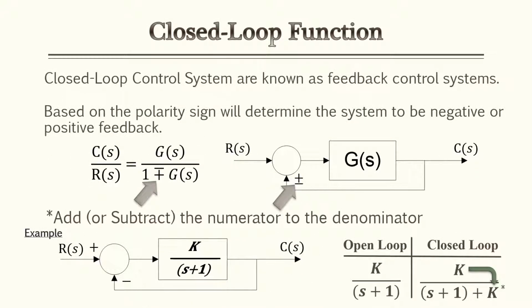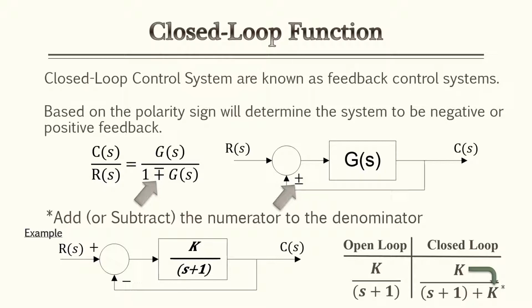So let's kick off by going over the first step, your closed loop function. Now be aware some of your reference material may refer to the closed loop control systems as feedback control systems. And based on the polarity sign, we'll determine if the system is negative feedback or positive feedback. Now we went over this a little bit in the block diagrams for control systems, but it's going to be the same concept here. Now, the very easy way to determine your closed loop functions is to add or subtract the numerator to the denominator.